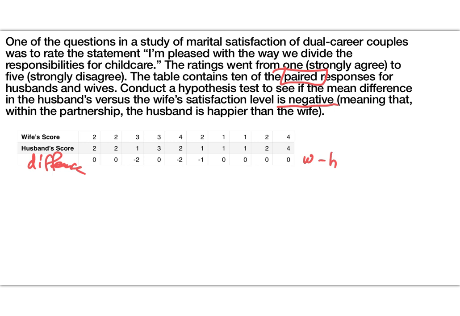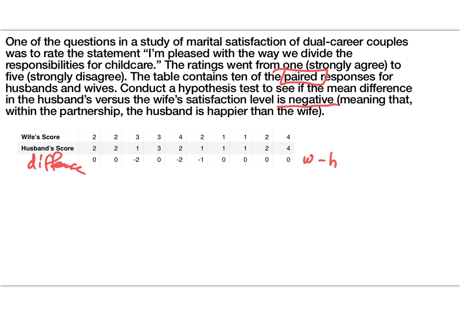If you did husband minus wife, ran through the whole scenario and did a hypothesis test, you could still get a 3. But you'd have to recognize that when they say the difference is negative, meaning the husband is happier, isn't the higher number happier? Or is the lower number happier? One is strongly agree, so 1 is really happy, 5 is very unhappy. So wife here, 2 minus 2, 2 minus 2, 3 minus 1 is negative 2. So I put in the differences for you.